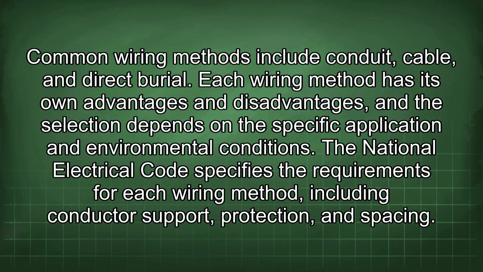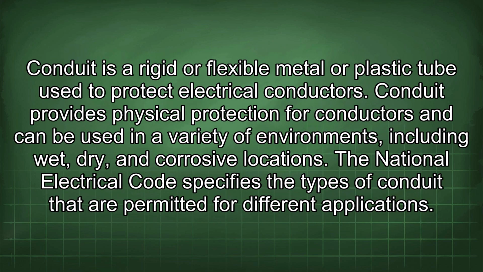The National Electrical Code specifies the requirements for each wiring method, including conductor support, protection, and spacing. Conduit is a rigid or flexible metal or plastic tube used to protect electrical conductors. Conduit provides physical protection for conductors and can be used in a variety of environments, including wet, dry, and corrosive locations. The National Electrical Code specifies the types of conduit that are permitted for different applications.